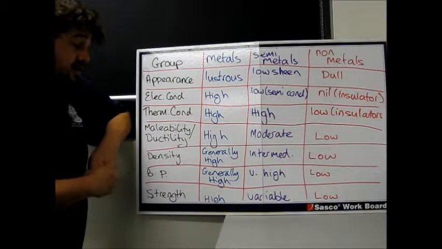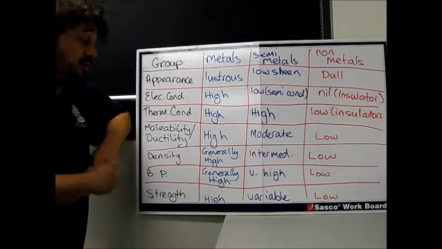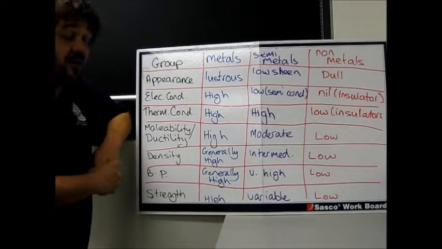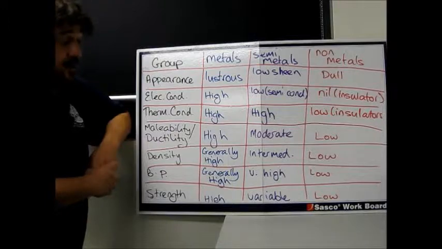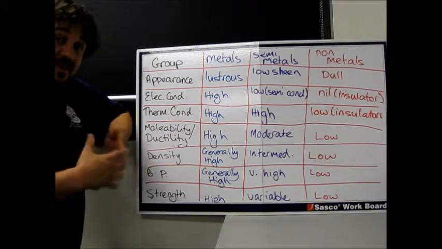Strength. Well, metals tend to be really strong, and that's why we use them for building stuff. Semi-metals, they're variable. The individuals don't change, but there are differences between them.